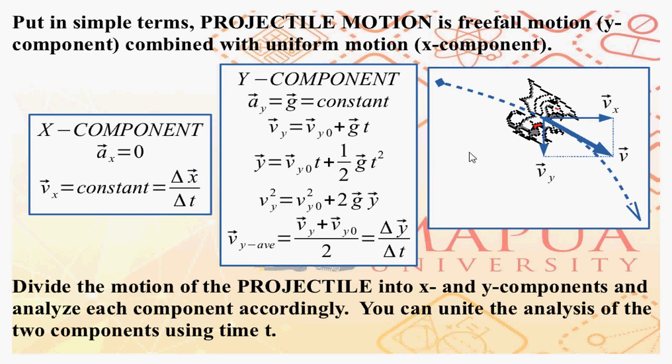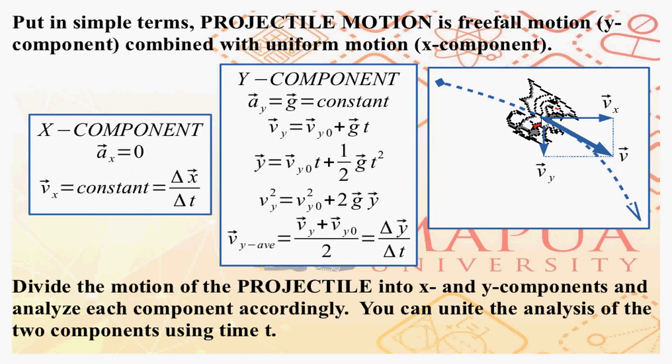Since the variables of our kinematics, displacement, velocity, acceleration, are all vector quantities, we can divide the resulting motion of the object or the projectile into its x and y components. So for instance, you have the object thrown diagonally downwards. The resulting motion is projectile motion.